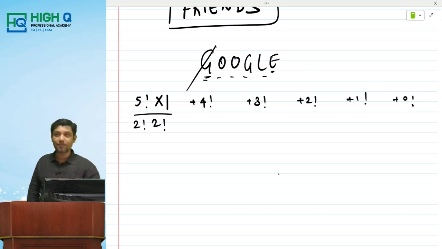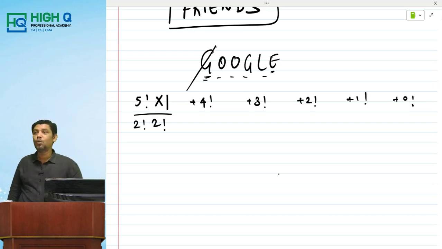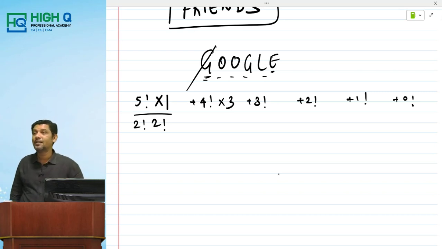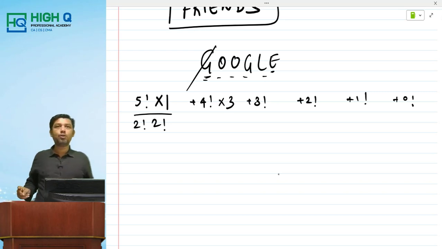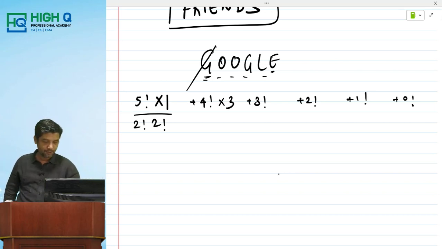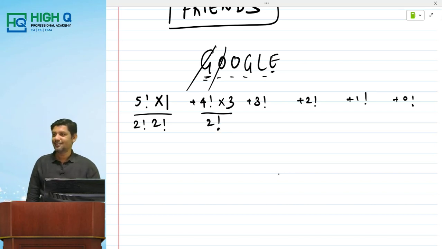That's it. Now G is gone. Now OGLE. Do we have any letter which is less than O? How many letters? So into 3. Is there any repetition? Only O repeated. Sir, G also repeated. No, G is gone. One G is gone. Now only O is repeated. How many times? So what you'll do? O is gone. Now GLE. Right hand side of O, how many are there? 3. Any repetition?